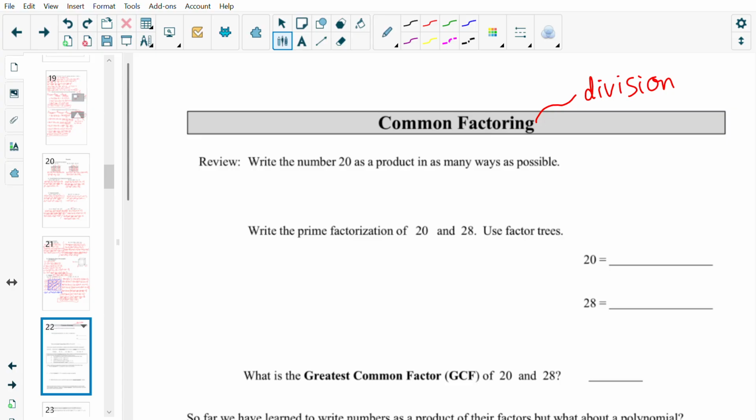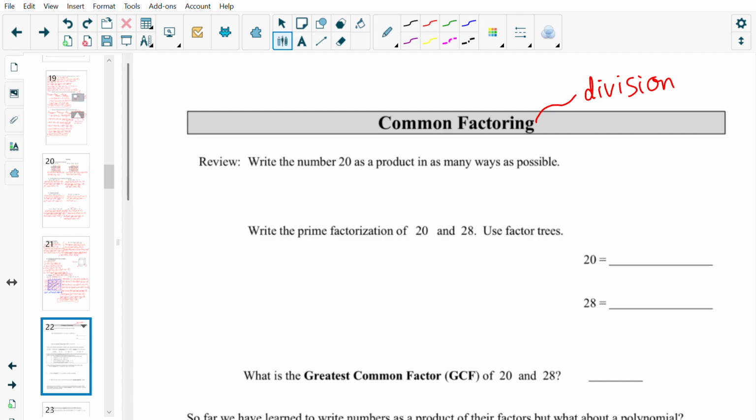We'll show you why it's a division operation, but factoring is the process or the action of turning a number or a polynomial expression into a product of its factors. That's why it's called factoring. You're making something like a number or an expression represented as a product of all its factors. Okay, we'll show you how.